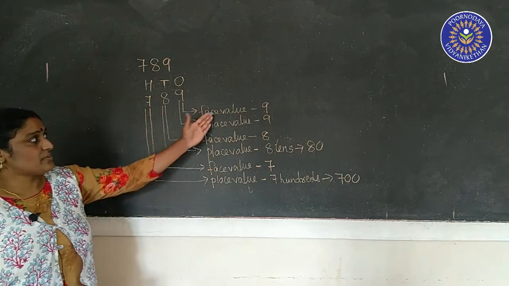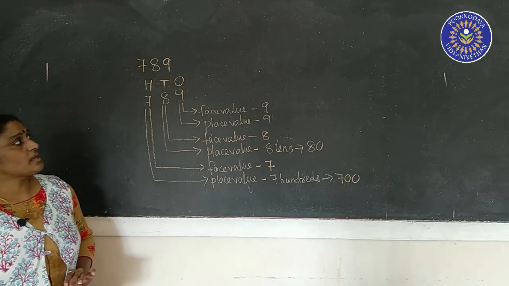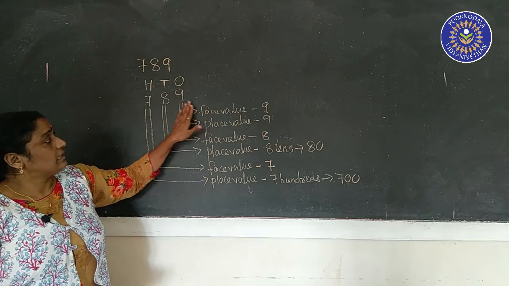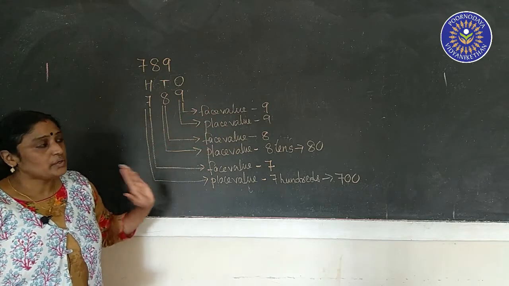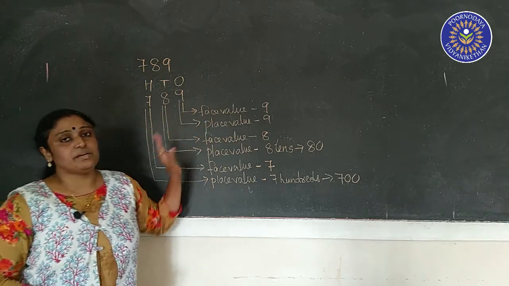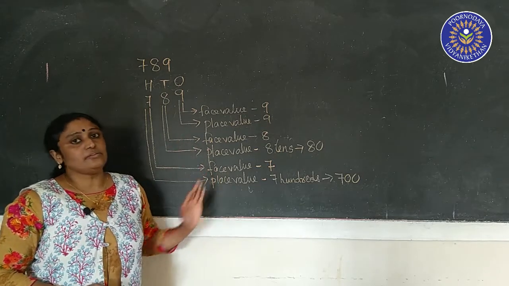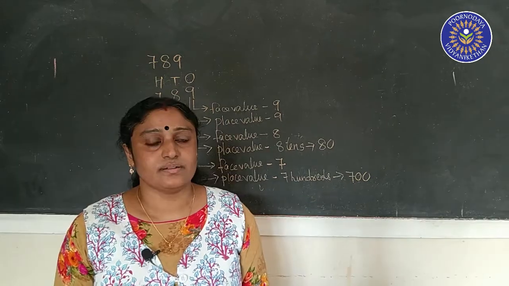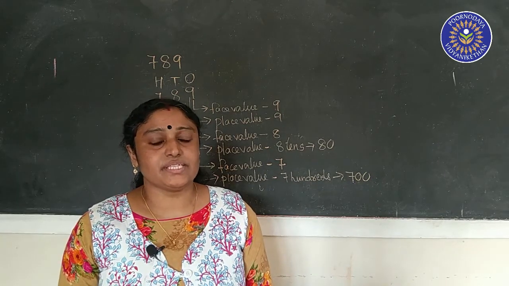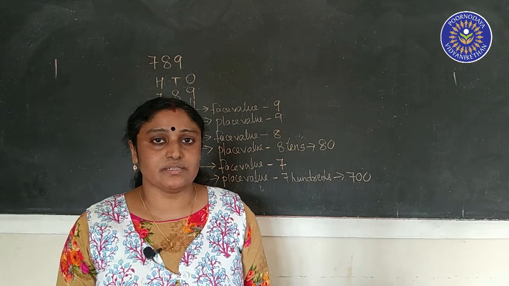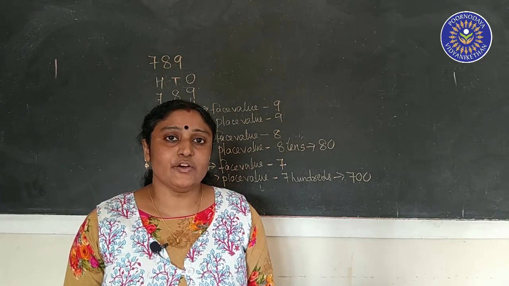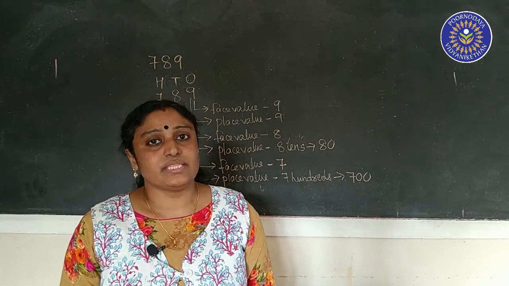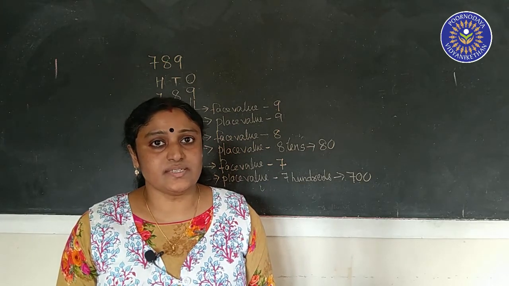Did you understand what is face value and place value? Face value of a number is the number itself, there is no change. The face value of the number never changes. Did you understand what is face value and place value of a digit? Yes. Face value of a digit is the digit itself. Face value of a digit never changes.